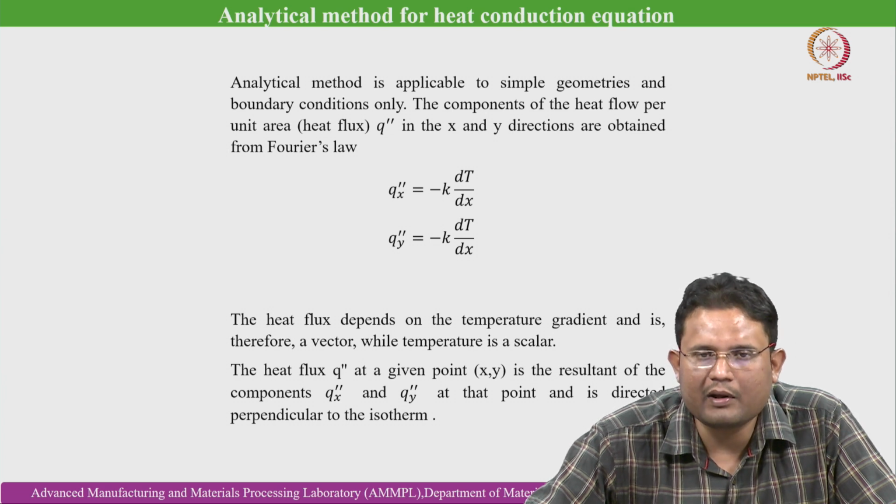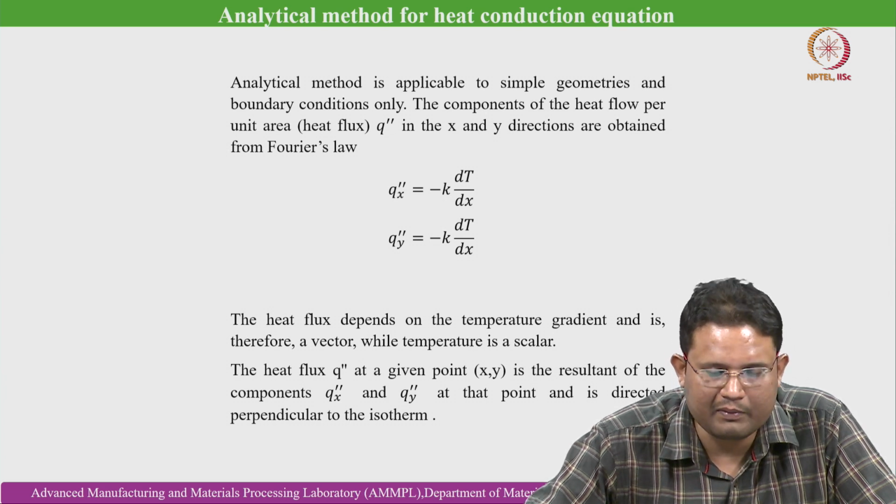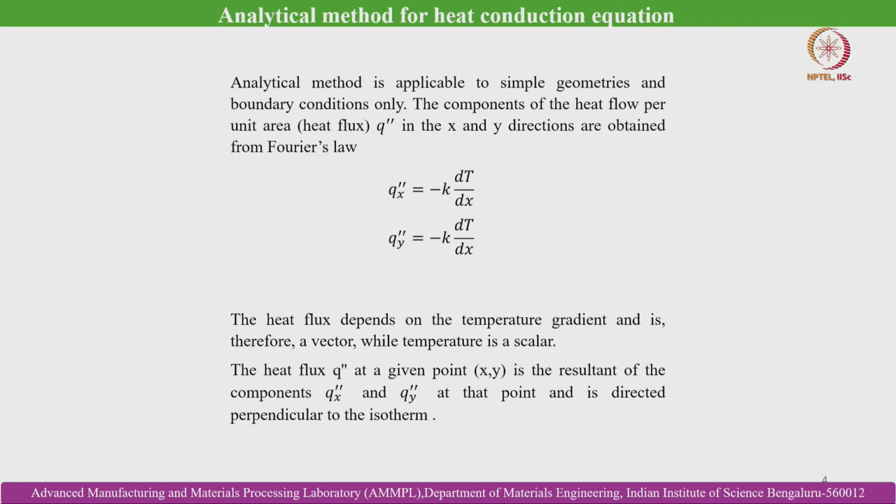The components of the heat flow per unit area, that is heat flux Q double prime, in the x and y directions are obtained from Fourier's law, which states that Qx double prime is equal to minus k dT dx, where k is the thermal conductivity, and Qy double prime is equal to minus k dT dy. It should be dy. So this is a mistake, please correct.